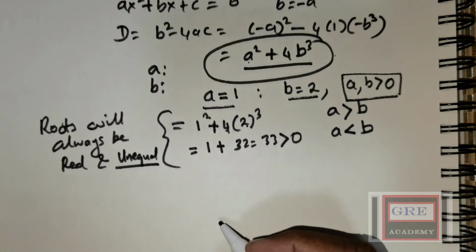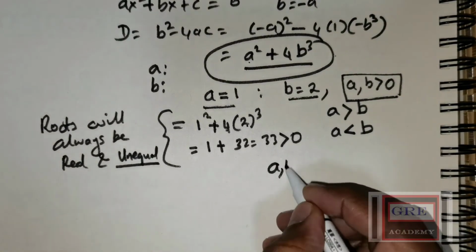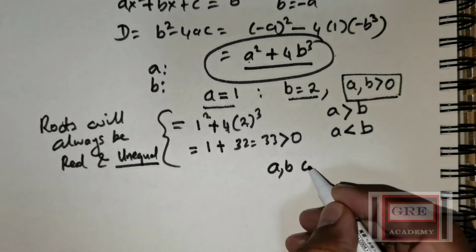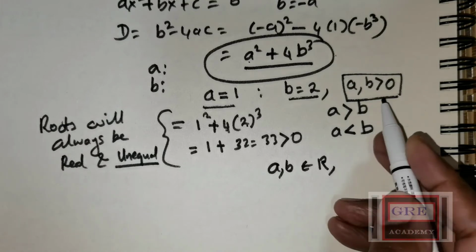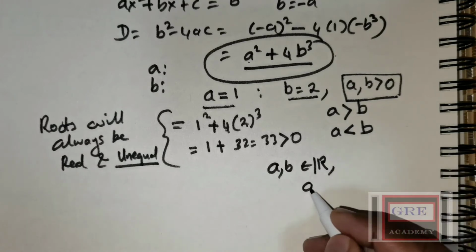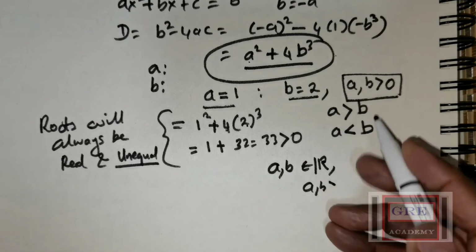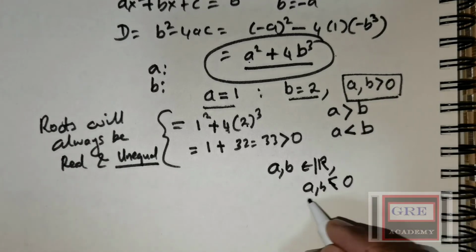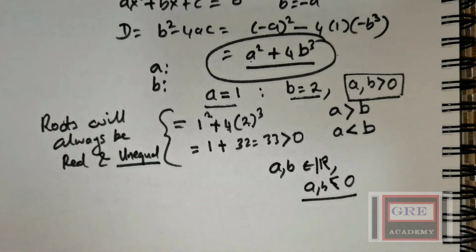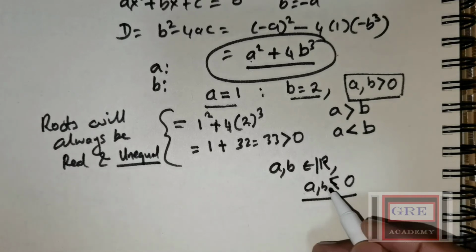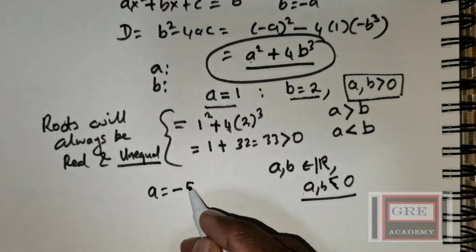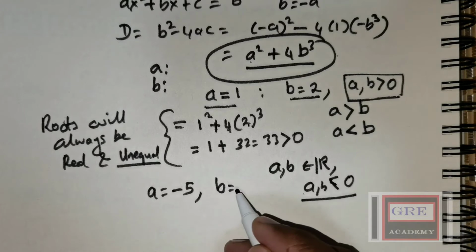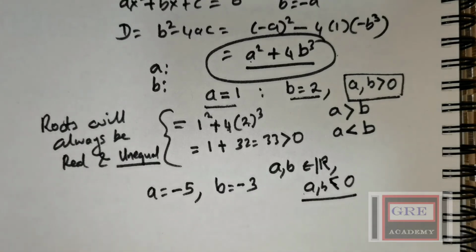Now the challenge comes when a, b are elements of real numbers, such that they can be either greater than 0 or less than 0. So a, b can be greater than 0, we've already seen. Imagine if they are less than 0, then the challenge comes to us, because if a and b can be negative, imagine we are taking a negative value, say a is equal to −5 and b to be say −3.